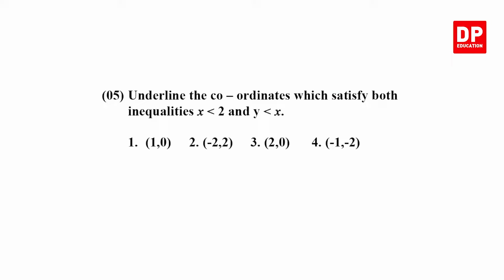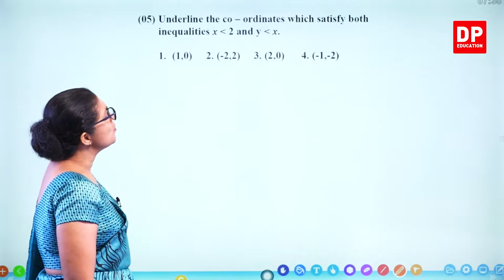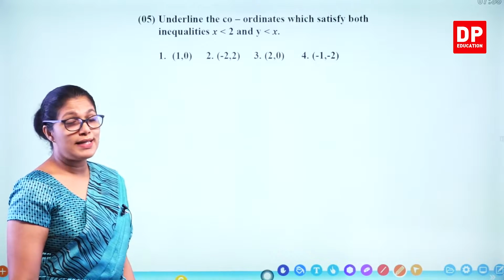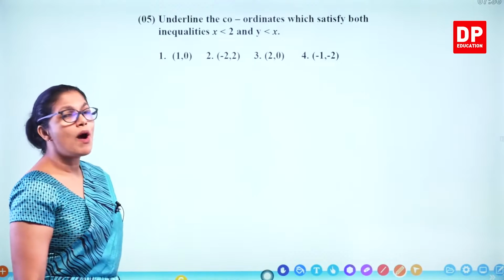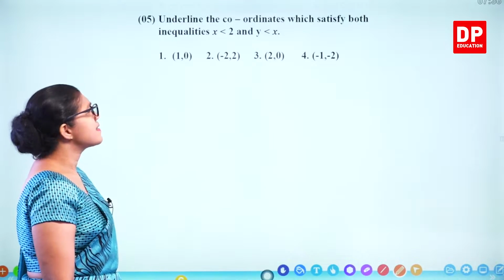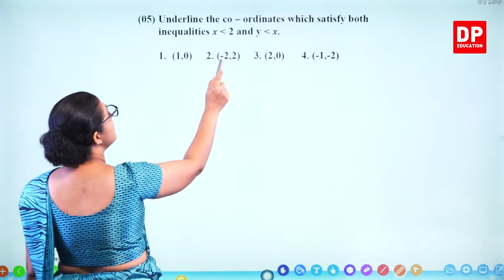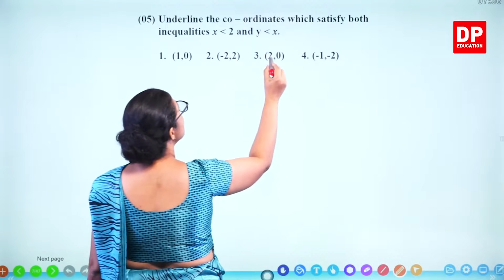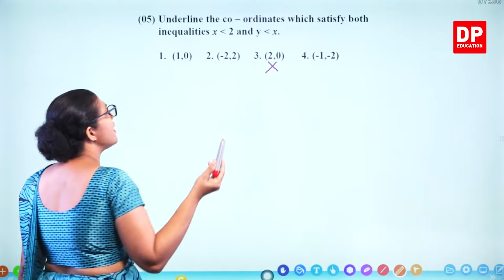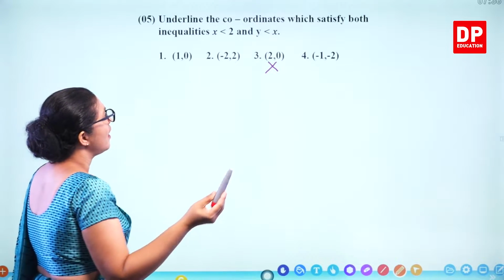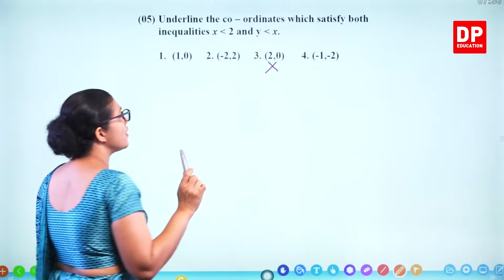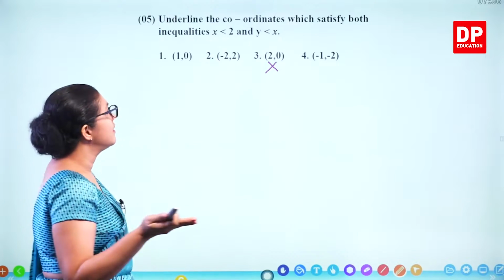Question number 5. Underline the coordinates which satisfy both inequalities, x less than 2 and y less than x. First thing, x less than 2. This is okay, this is less than 2, correct. But you can't take this one, that's equal to 2. And this is okay. So now 3 points you can consider.